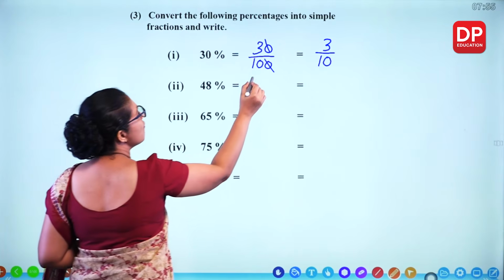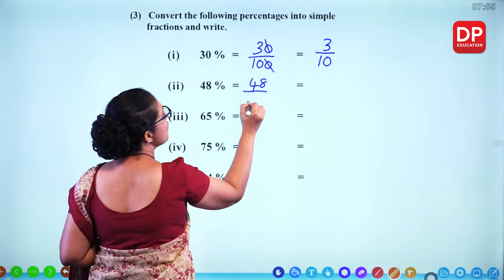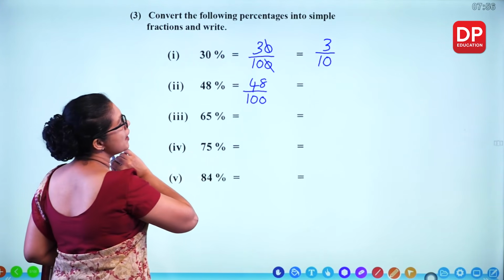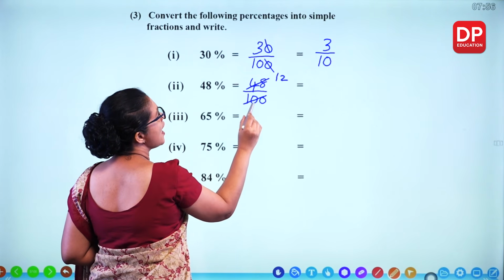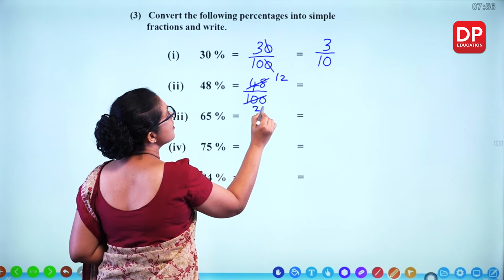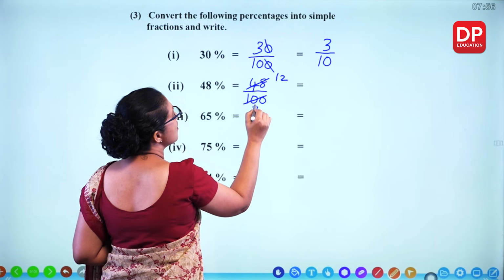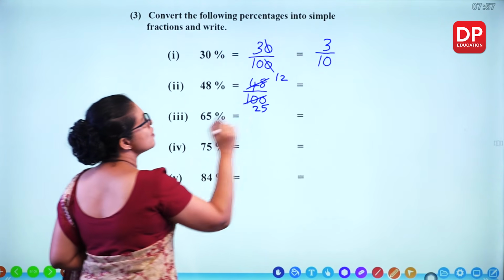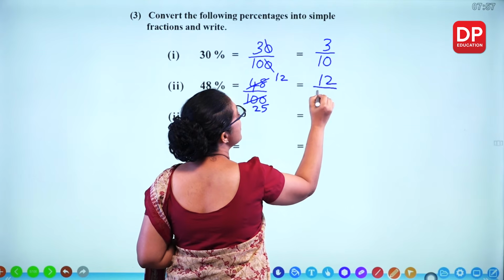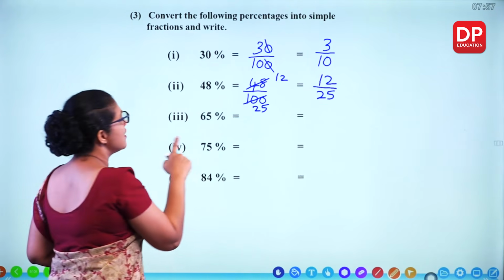48%. 48 out of 100. We can divide by 4. 4 times 1, 4 times 2, 4 times 12, and 4 times 25. So the answer is 12 over 25.